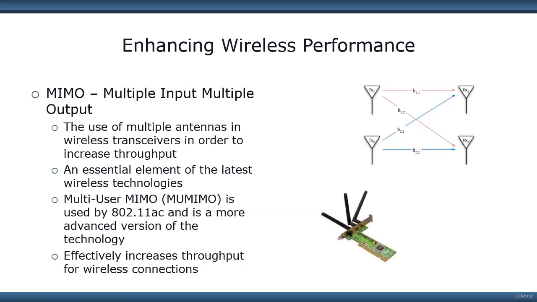All right, now we mentioned MIMO. All of them, Wi-Fi 4 through 6, use varying levels of multiple input, multiple output. It's the use of multiple antennas in order to increase throughput. It's an essential element in these latest technologies. Multi-user MIMO, MU-MIMO, that's a mouthful, is used by 802.11ac and AX and is a more advanced version of the technology. Again, you don't need to know anything more than we're going to start to see wireless cards with multiple antennas. Each of those is a separate connection. Therefore, we can increase the throughput for those wireless networks.